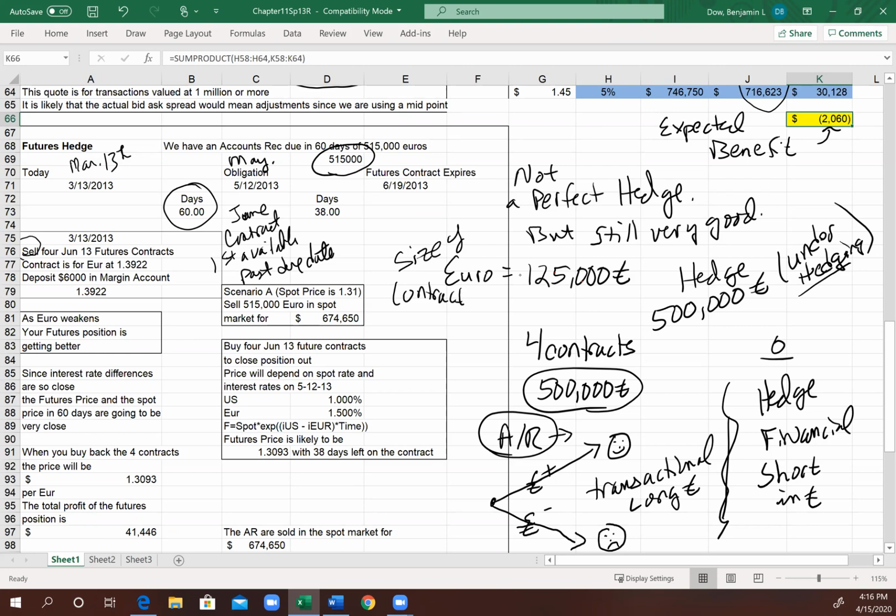Okay. So what's going to happen is by taking a financial short position in the euro, what we'll do is sell the futures contracts on March 13th, and then we'll wait 60 days. And when our obligation comes in, since we sell the contracts here on March 13th, we'll buy them back on May 12th.